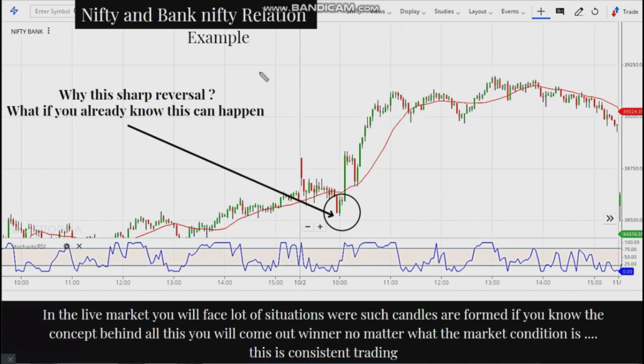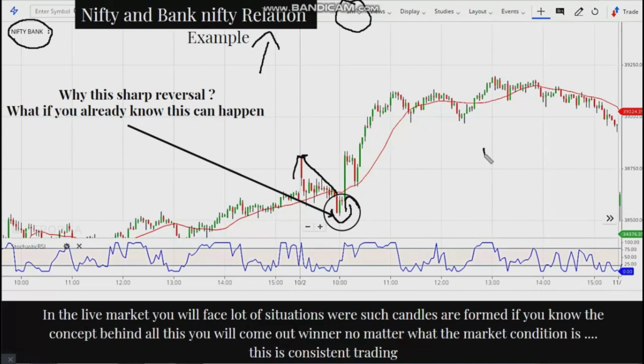Let me show you one example of the Nifty and Bank Nifty relationship in the live market and how we can take out trades for us and turn the information we have into opportunity. So here we are looking at the Bank Nifty indices chart, 3 minutes time frame. As you can see, the market actually gave a very small gap up, and from here it started coming down, and here it took a sharp reversal. What if we already know the sharp reversal will come?